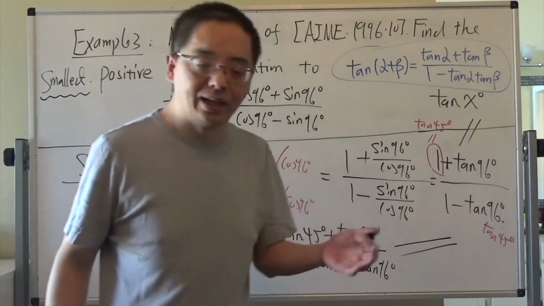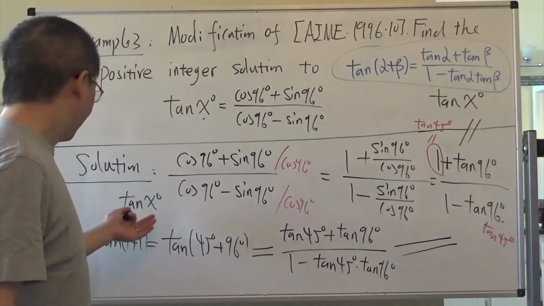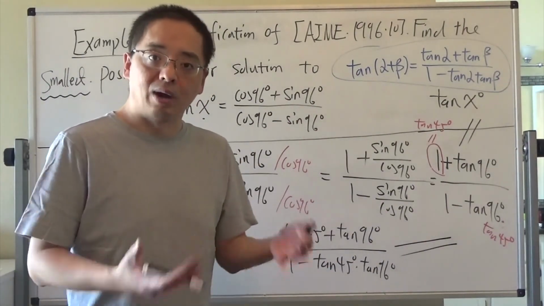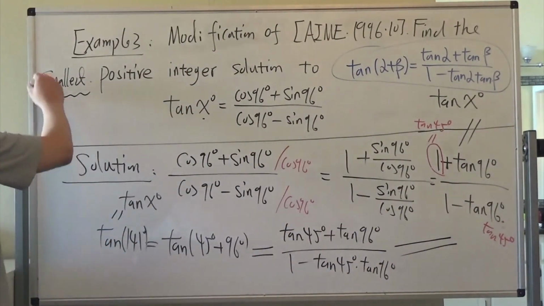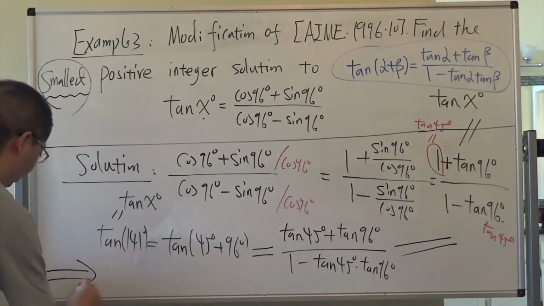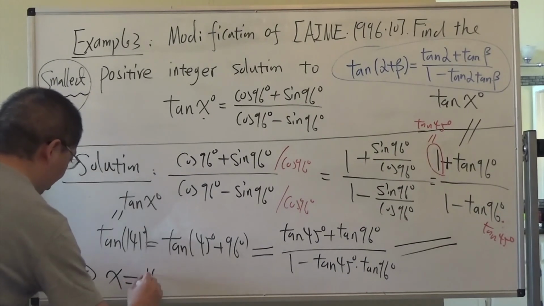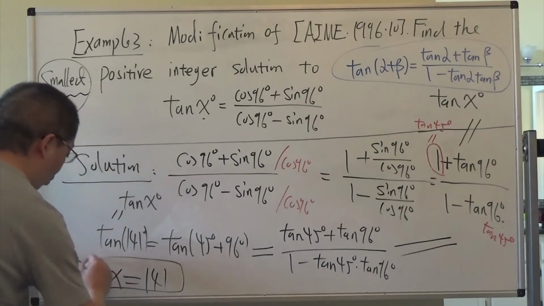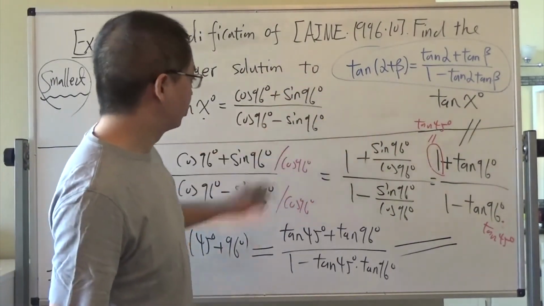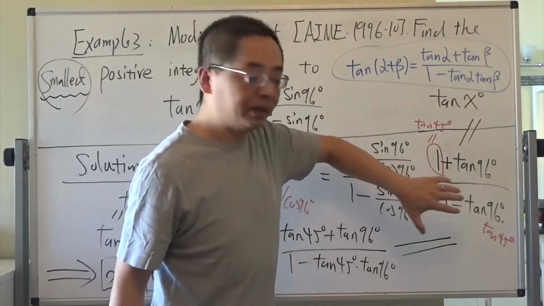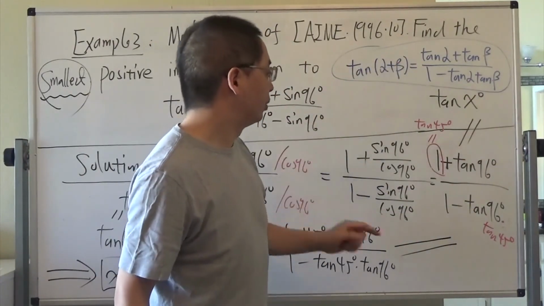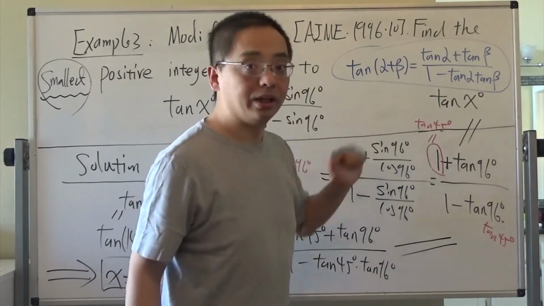Of course, there are infinitely many x that satisfy tangent x equals tangent 141 because the tangent function is pi periodic. But here we are looking for the smallest positive solution. Therefore, we conclude the smallest one is x equals 141. So if we review the solution, the key is to realize this is a special form of the sum formula when one of the angles is 45 degrees.